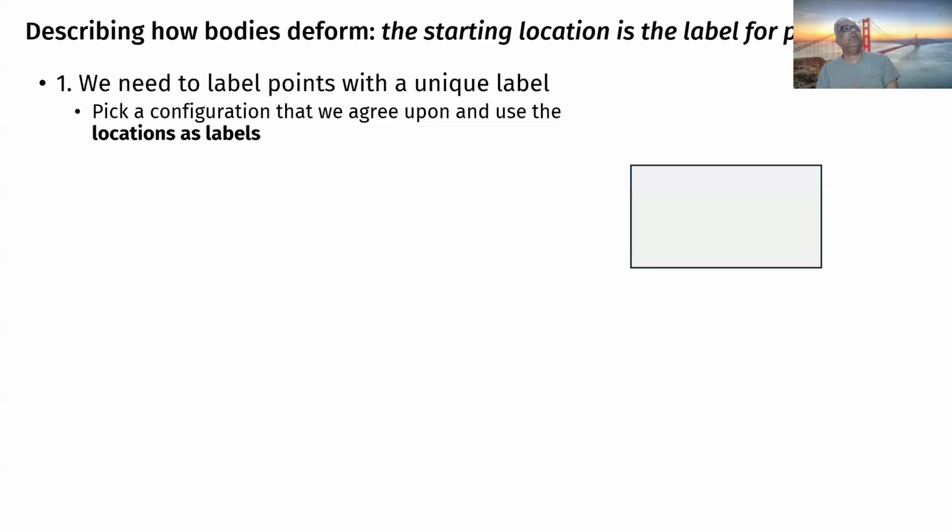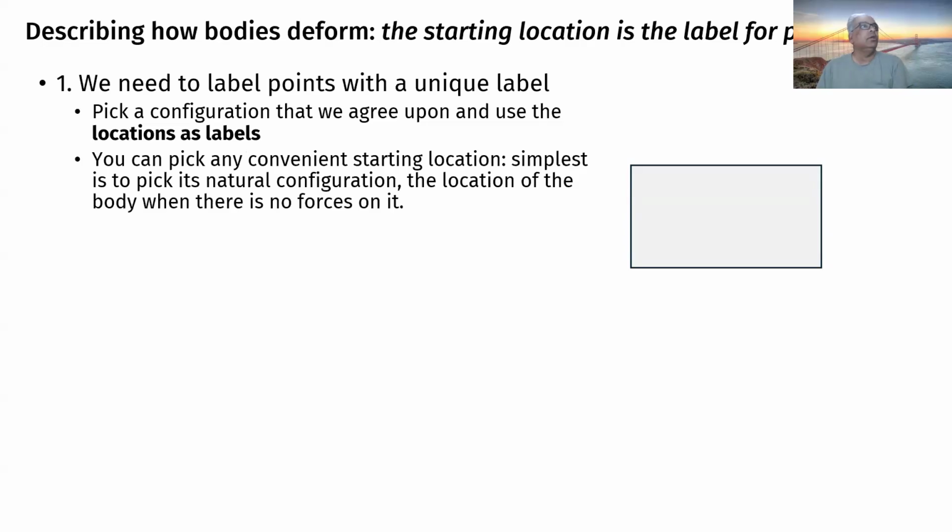So we have to pick some shape for the object so that we can label it and use this particular location as a label. Here I have shown a rectangular object in a particular shape. You can pick any convenient starting location. The simplest is to pick what is called its natural configuration, the location of the body when there are no forces on it.